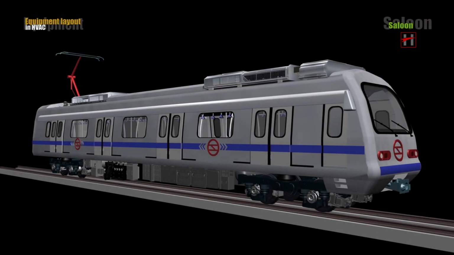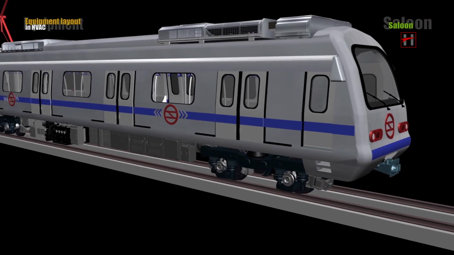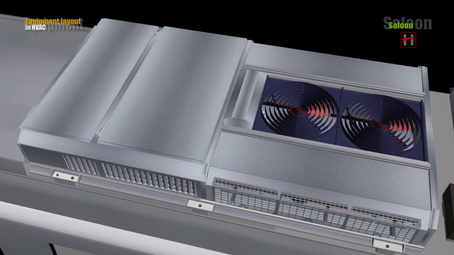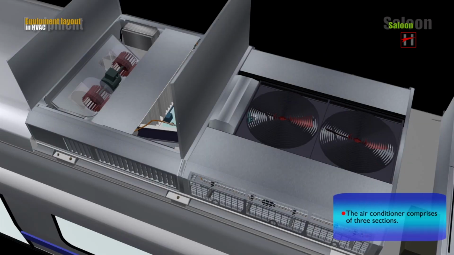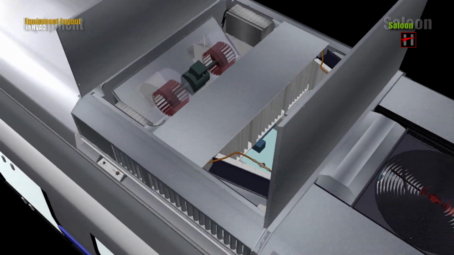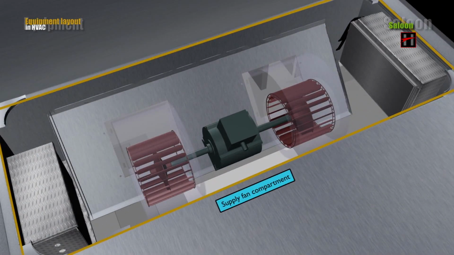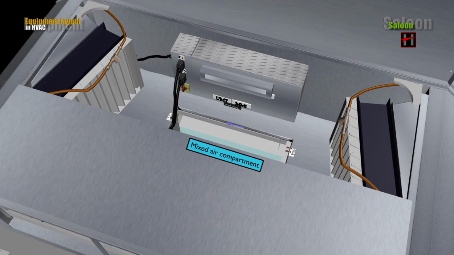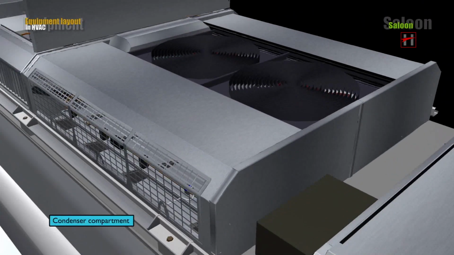We will now take a closer look at the structure and layout of the SID 3300R Saloon HVAC unit. The air conditioner comprises three sections: the supply fan compartment, mixed air compartment, and the condenser compartment.